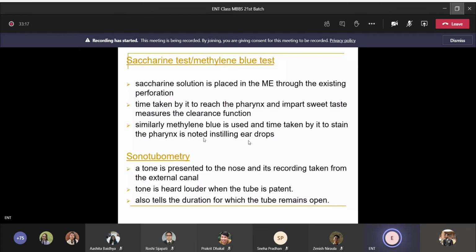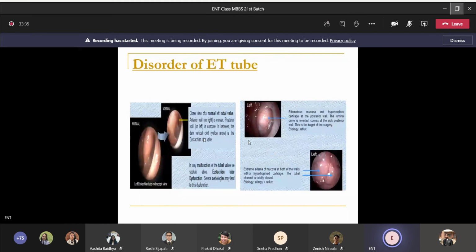Another one is sonotubometry. A tone is presented into the nose, and a recording is taken from the external canal. The tone is heard louder when the tube is patent, and it also tells the duration for which the tube remains open. Now, there are different types of disorders in relation to the eustachian tube. Sometimes the eustachian tube disorder does not only remain in the eustachian tube, it makes the middle ear more prone to infections and diseases. Okay.